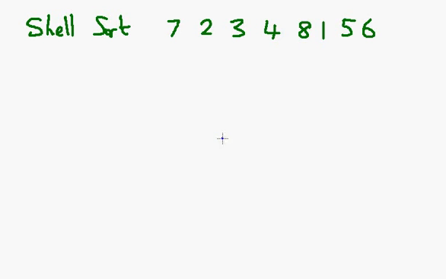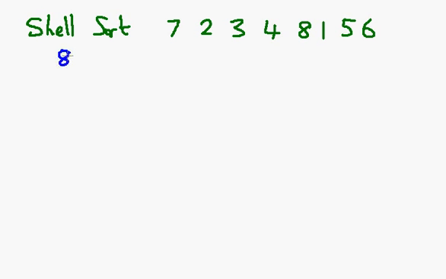Okay, the third sorting algorithm that we're going to look at is shell sort, and this is traditionally the most fiddly. Okay, so I'm going to be starting with 8 numbers here: 7, 2, 3, 4, 8, 1, 5, 6 that I want to put into ascending order. First thing to notice is that there are 8 numbers.